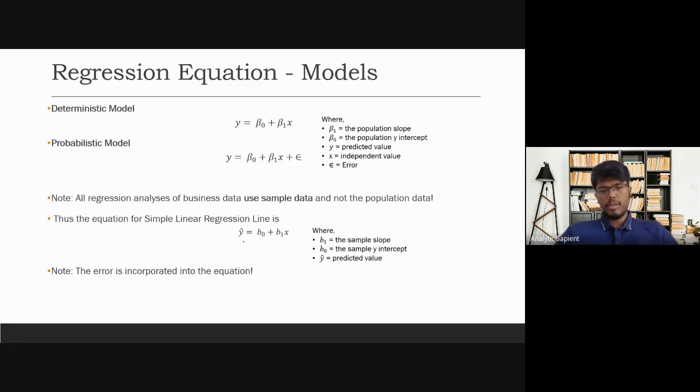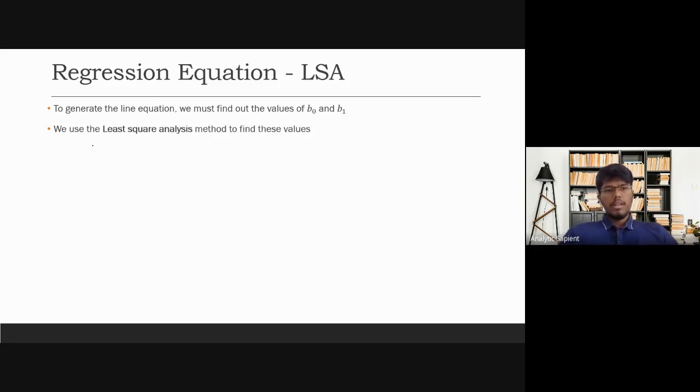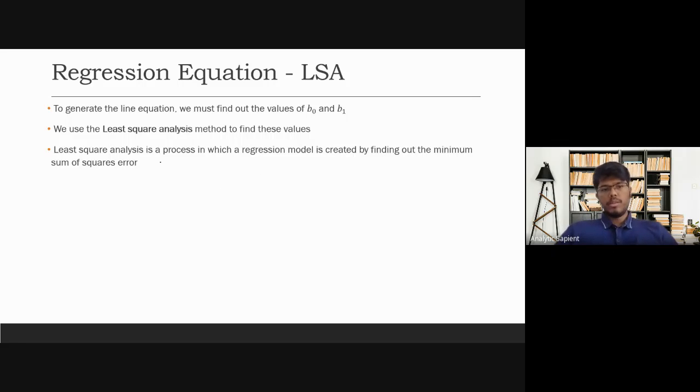Okay. And how do we construct this equation? How do we get these? So we use a method called least square analysis. To generate the line equation, obviously we have to find out the intercept and the slope. And we use the least square analysis method to find these values. Now, what it basically is, it is a regression model which is created by finding the minimum sum of squares of error. Okay.